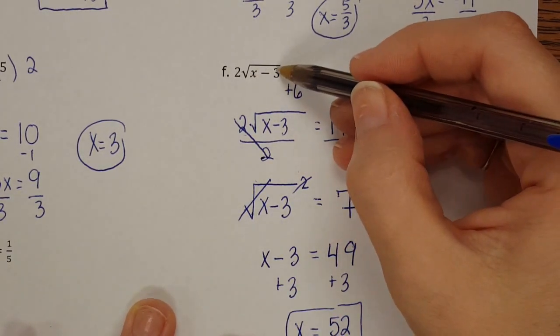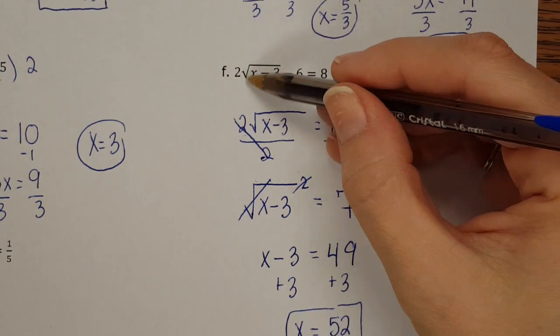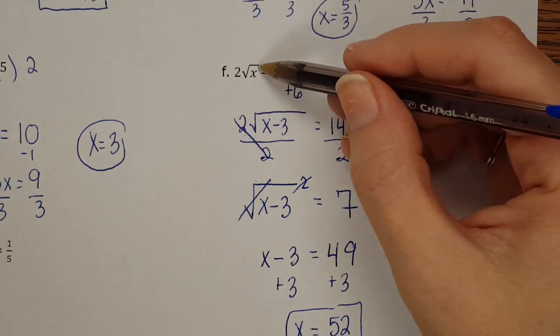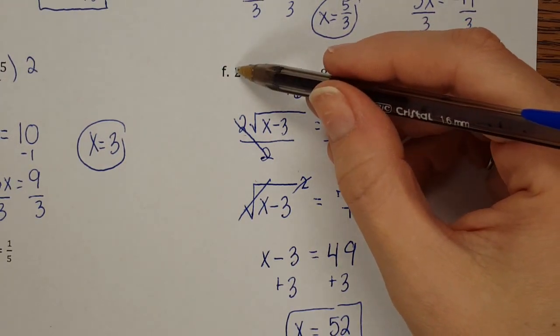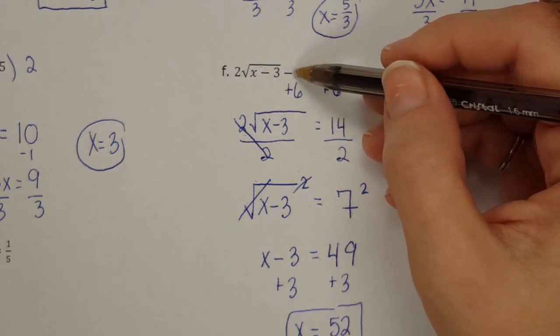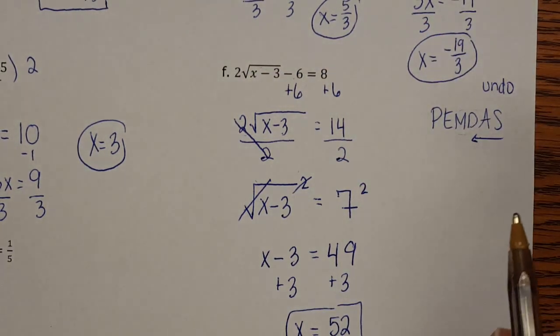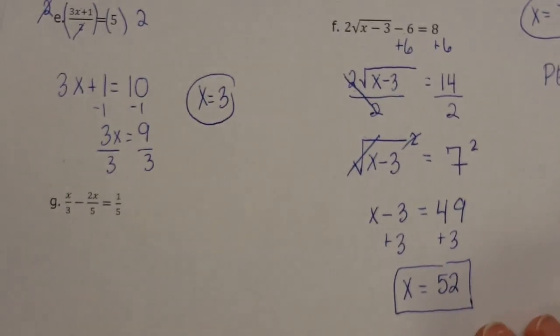52 minus 3 would be 49. The square root of 49 is 7. 7 times 2 is 14. 14 minus 6 is 8. So I know that that's right.